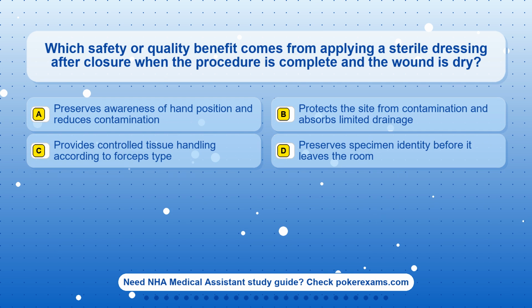Question 6. Which safety or quality benefit comes from applying a sterile dressing after closure when the procedure is complete and the wound is dry? Option A. Preserves awareness of hand position and reduces contamination. Option B. Protects the site from contamination and absorbs limited drainage. Option C. Provides controlled tissue handling according to forceps type. Option D. Preserves specimen identity before it leaves the room.